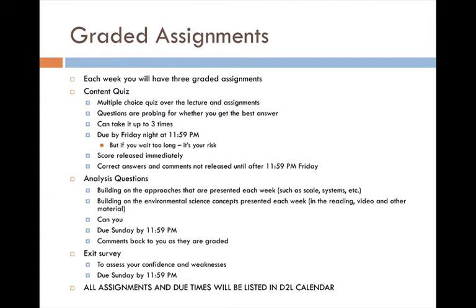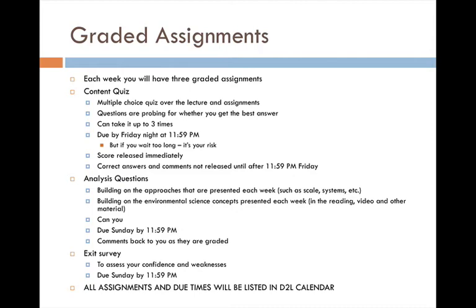It's really quick. It just asks you what was the most important thing you learned, what were you still fuzzy about, that sort of question. You just do it. It's worth points, but it's not graded in the sense that I grade your answers, but you have to turn it in to get the points.